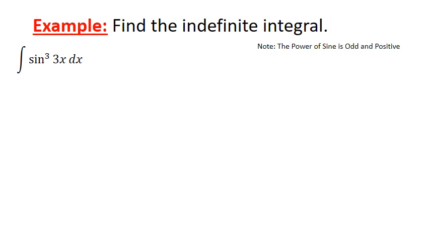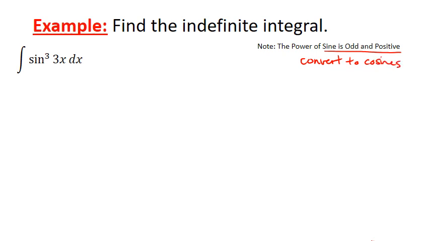All right, this problem is very, very similar to the previous one. The only difference is I only have sine here. So take note that the power of sine is odd and positive, and according to my little guidelines, if sine is odd and positive, then you want to utilize guideline number 1 and convert to cosines.